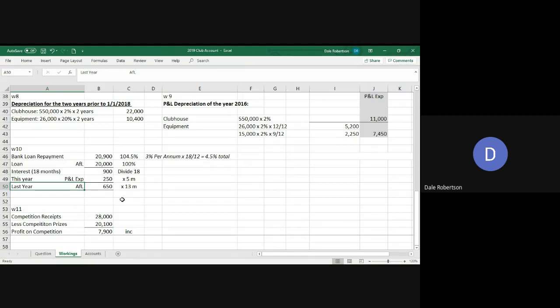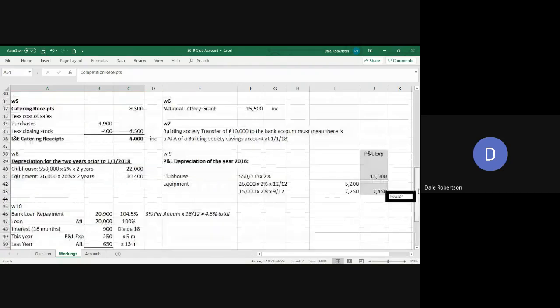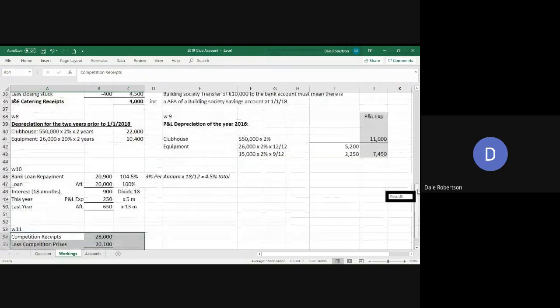The only other thing, we check to see if there is anything else common to both debit and credit, and we see that there is a competition. We got receipts of 28,000. We have prizes of 20,100. The profit on the competition is an income of 7,900. That's club account workings done, pretty much. So therefore, we can look now at the actual accounts.